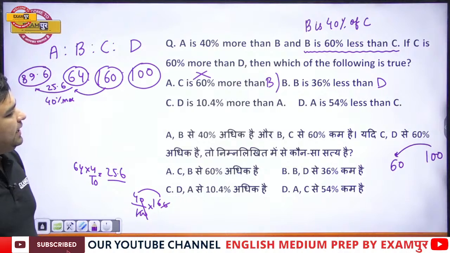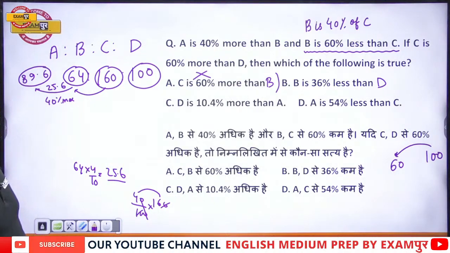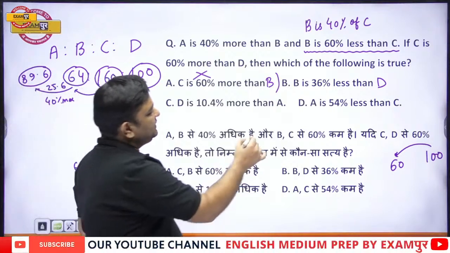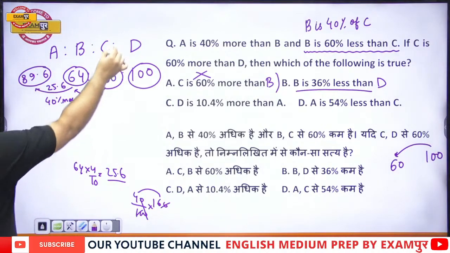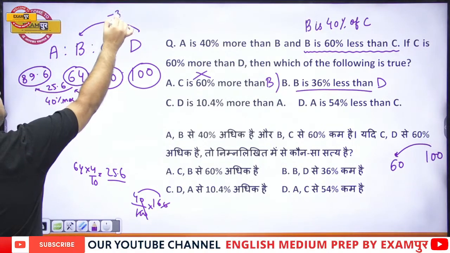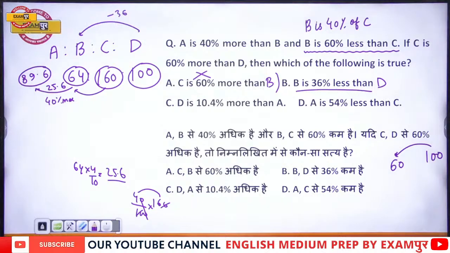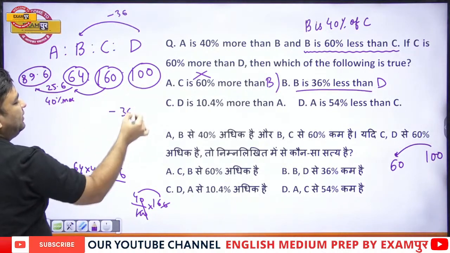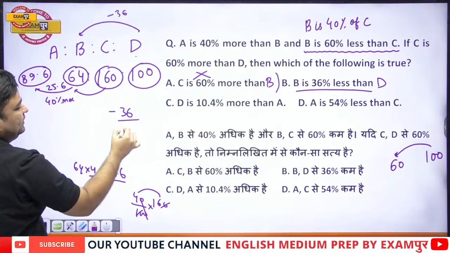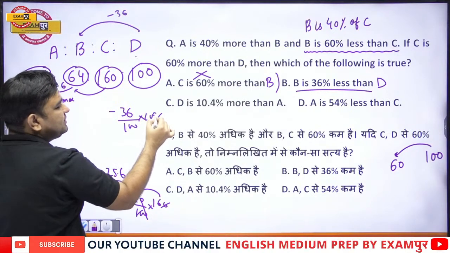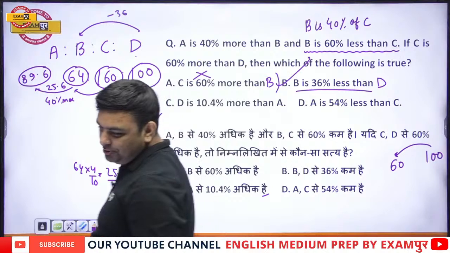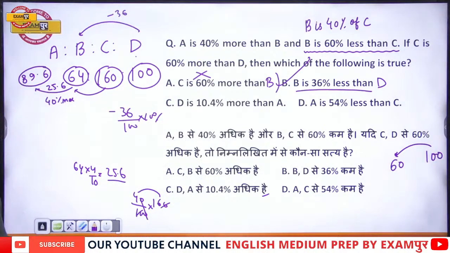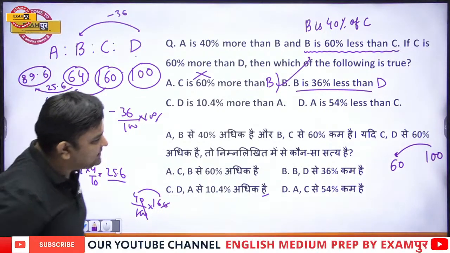Next option: A is 54% less than C. Let's see. B is 36% less than D. Yes, it's 36 less over 100 only. That's the answer. Watch out. B is 36 less, definitely.